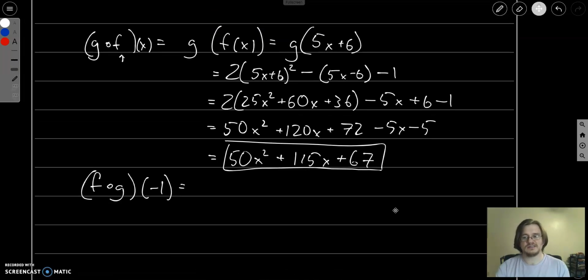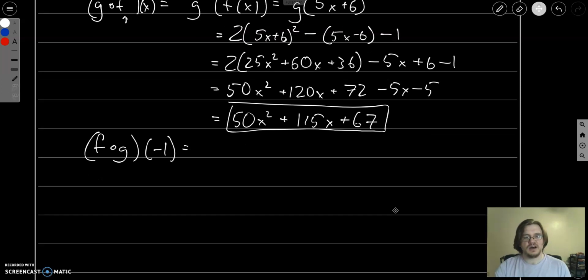You've got to start with the function that's closest to x and then work out. And then for f of g of negative 1, so f composed with g of negative 1, there are two ways to do this. Again, we can do this in the way that we had been doing, where we start with negative 1, we apply g to it, and then we apply f to it.